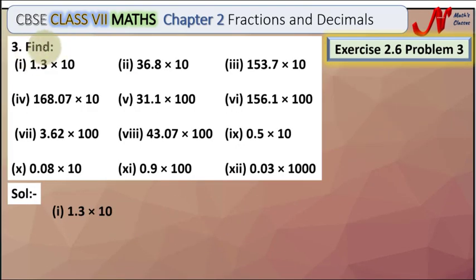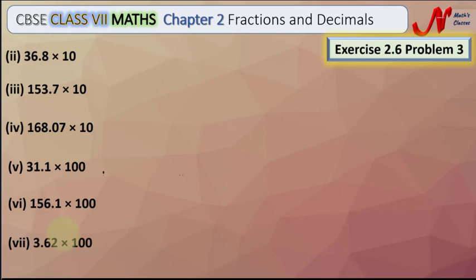Now we find the solution of the third problem. In the third problem there are a total of 12 bits given. So first we find the solution of the first bit. Here we have to find the product of 1.3 into 10. So we already know that if we multiply with 10, we shift the decimal point one place to the right. So in the product we can write 13.0.